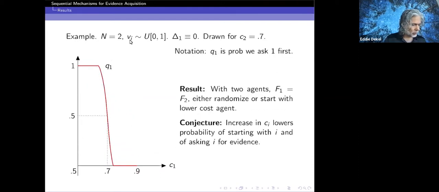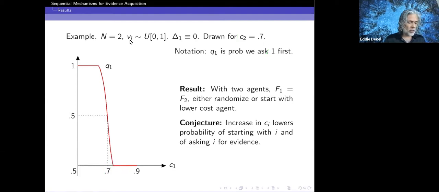So let's draw this picture first. What happens in the asymmetric case? Let's talk about 2 agents and let's draw a picture. I'm drawing a picture here of 1's costs on the horizontal axis. 2's costs are constant at 0.7. So at this point, the agents are symmetric.